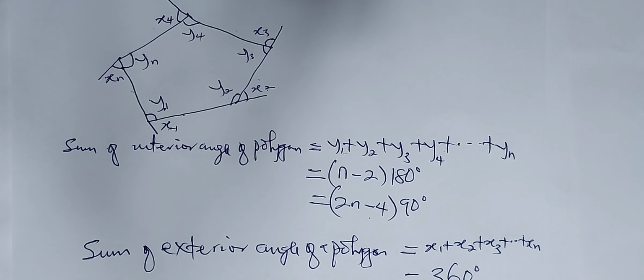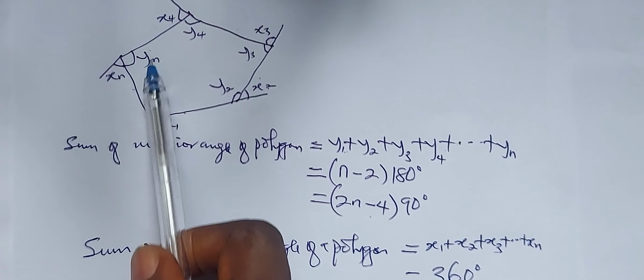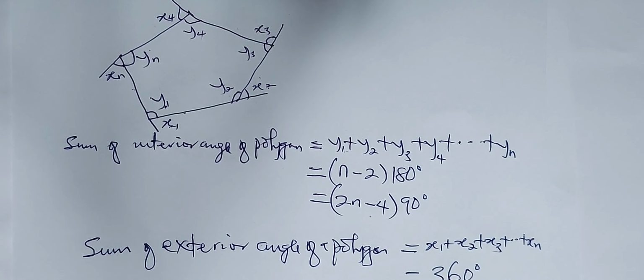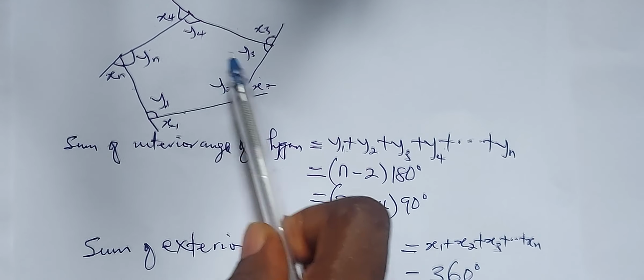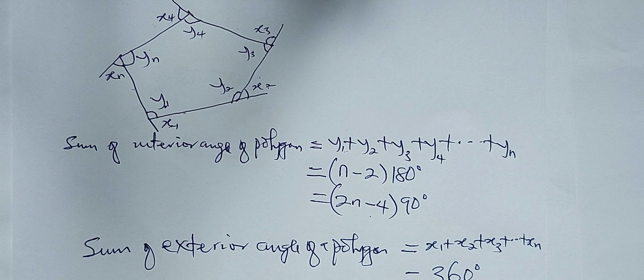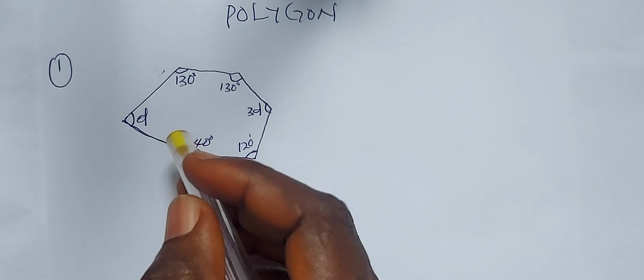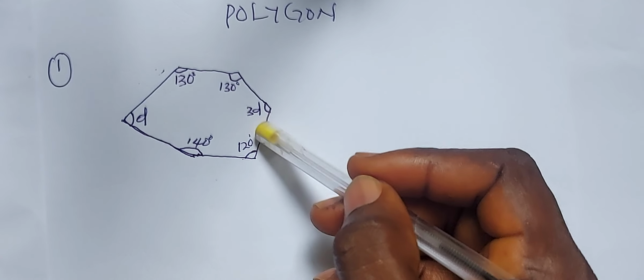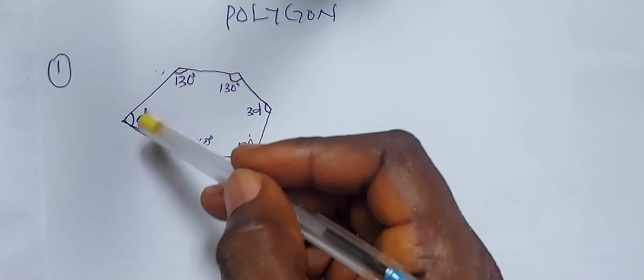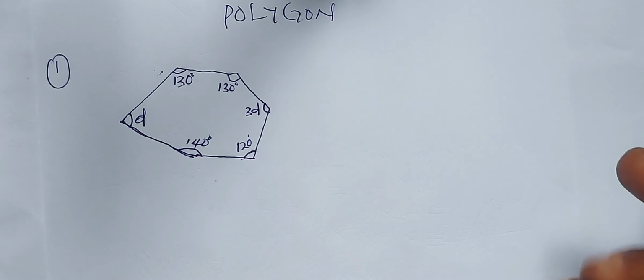Okay, so like I said, we also have regular and irregular polygons. A polygon which has equal interior angles is called a regular polygon, and if the interior angles are not the same, you can term it an irregular polygon. Okay, let's deal with our example. Here, you can count the number of sides: 1, 2, 3, 4, 5, 6. This is a hexagon.